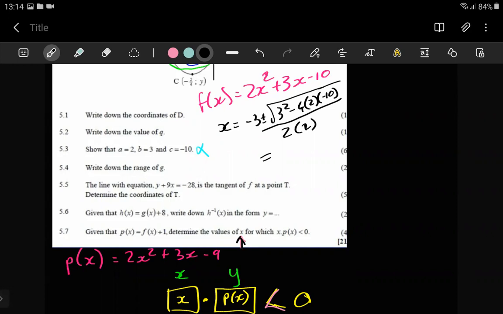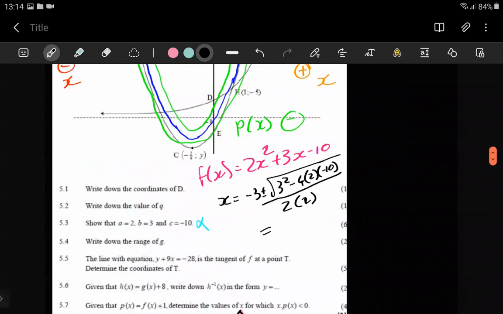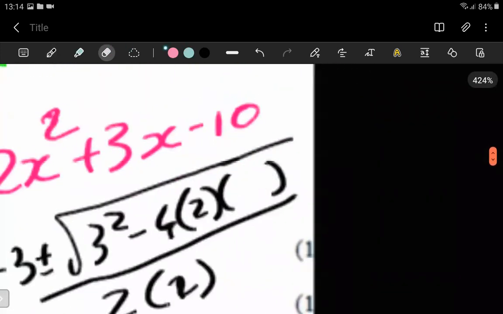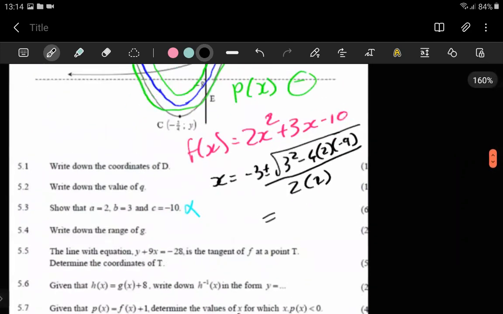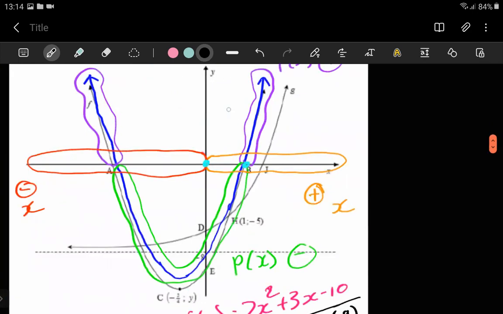Well, it's going to give us 1 point some. Oh, no, this is the equation of f. It's supposed to be using the equation of p. So this would be a negative 9, because only the y value changed. So let's see. Negative 9. It's giving us 3 over 2. That's the x value, the positive one, which is the only one we need right now. So the x value here is a positive 3 over 2.